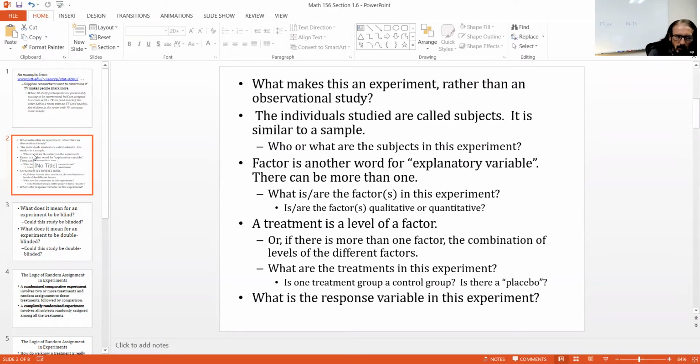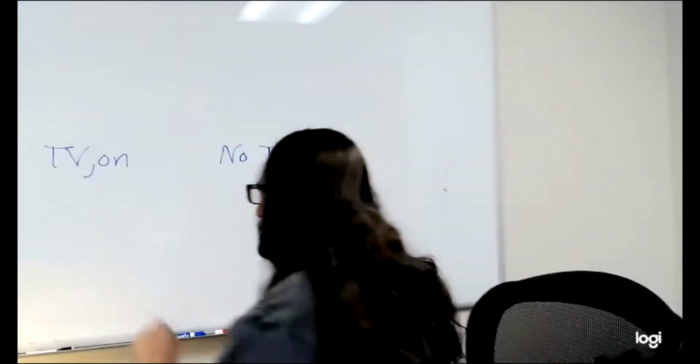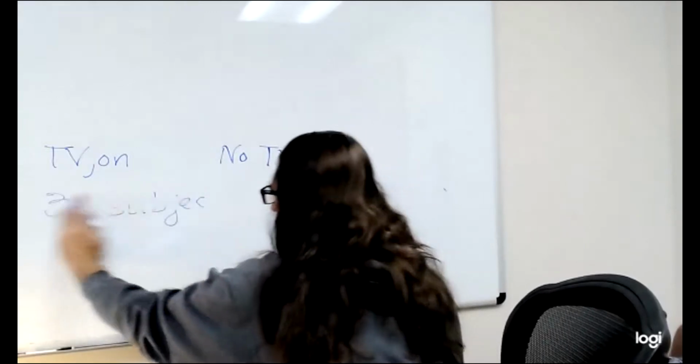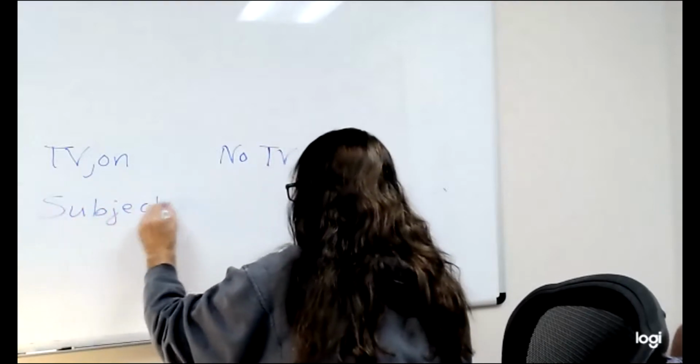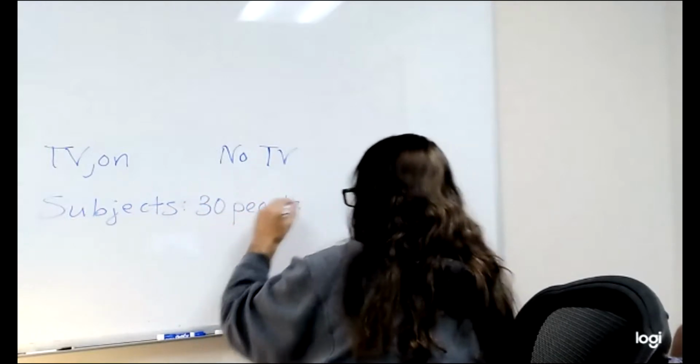The individuals studied are called the subjects, similar to a sample. So who or what are the subjects? Those are the 30 people that think they're going to be interviewed. So let's see here. 30 subjects. Let's put it this way. Subjects: 30 people that think they're going to be interviewed.